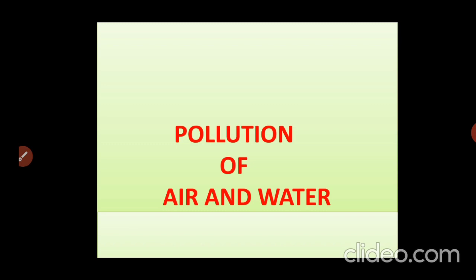Students, in the last class we learned the definition of pollution, types of pollution, pollutants, and types of pollutants, including biodegradable and non-biodegradable pollutants with examples, and we also got some basic information about air pollution. Today also you have to know a few more things about air pollution.